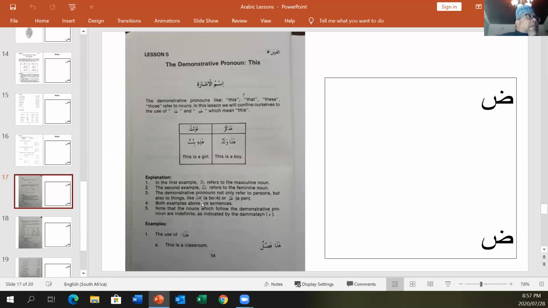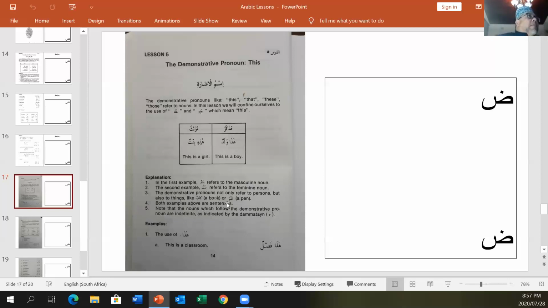So automatically, when we refer to a masculine item, we will say hadha, and when we refer to a feminine item, for example a sayyaratun, we say hadihi sayyaratun, because it's feminine. Both examples are sentences, which is very important, because the first section, all 4 lessons that we had done, referred to phrases only.